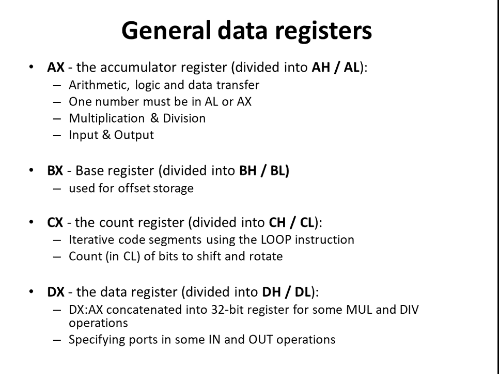The next is the data register, that is the DX register. It is also a 16-bit register. It can be divided into two registers, DH and DL. By concatenating with AX, it can be used as a 32-bit register for storing the result of multiplication and division operations. And this DX register is also used as a port number in IO operations for specifying the ports in IN and OUT operations. So these are the general data registers.